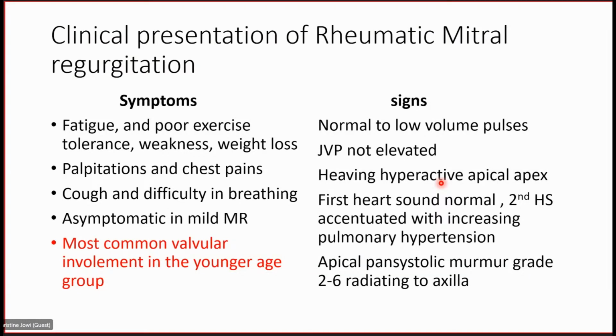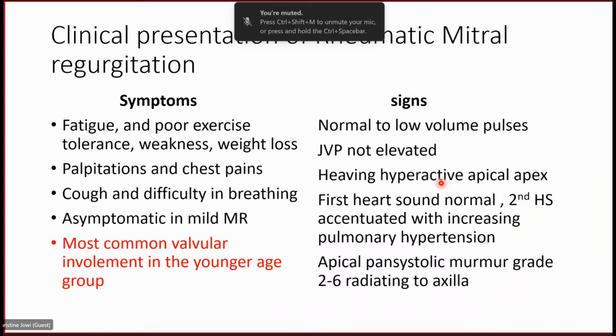The heart sounds, usually in mild regurgitation, are within normal limits, but when the regurgitation gets severe, the second heart sound is accentuated. And as I said, we have a pansystolic murmur that radiates to the axilla.